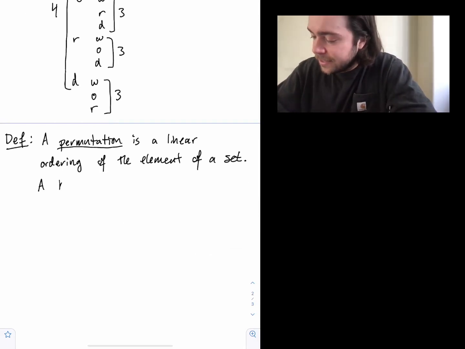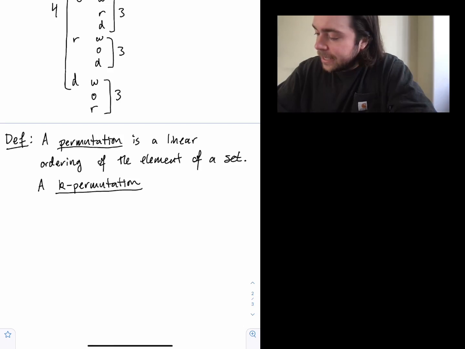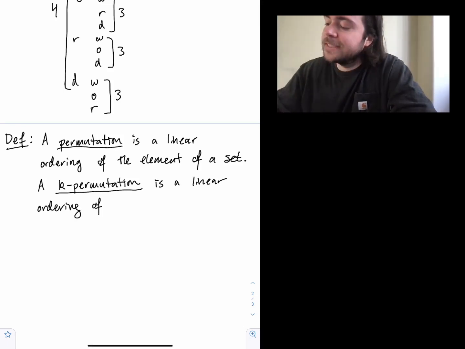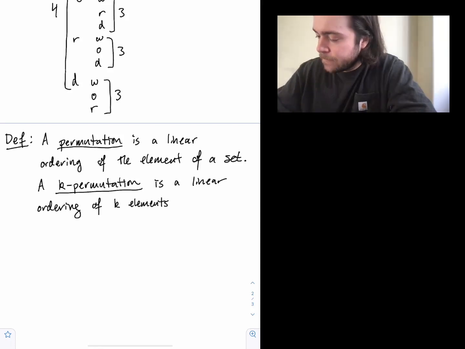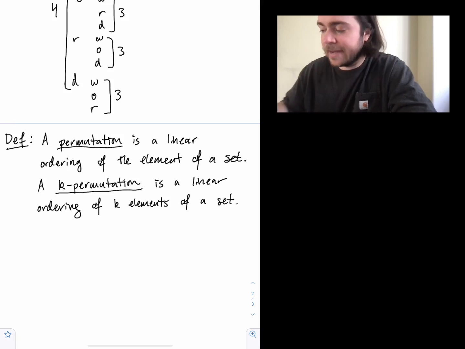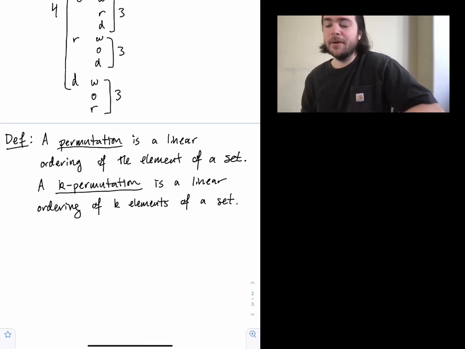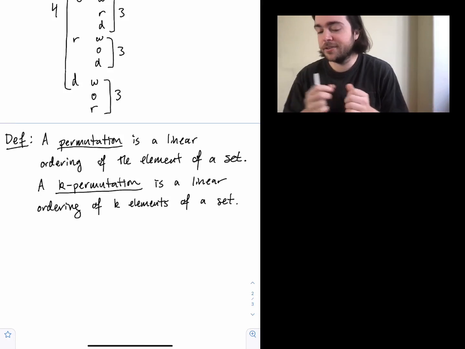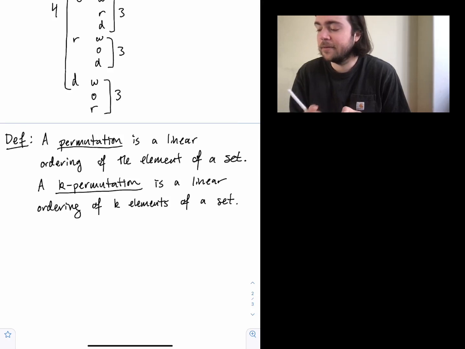There's another related definition called a k-permutation, and that's very similar. It's just a linear ordering of not all the elements of a set like a permutation, but just of k elements of a set. So if I have a set containing 10 different elements, and I want to count how many different ways there are to arrange 3 of those elements in some order, that would be a k-permutation. I would be counting the 3-permutations in that example.